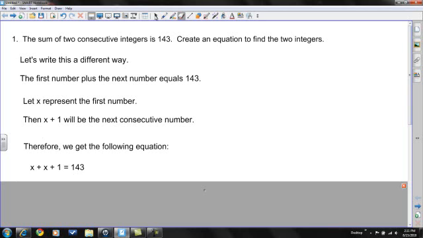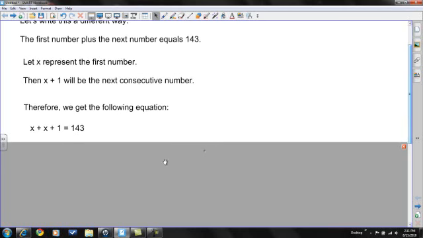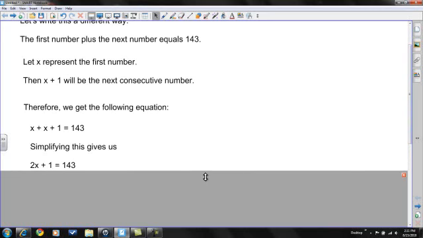When we simplify, we're going to get 2x plus 1 equal to 143. This form does not quite match the words the way the previous form does, so we need to make sure that we look at this before we go any further or before we try to simplify or solve our equation, to make sure this equation matches the words in our word problem. Let's try another one.